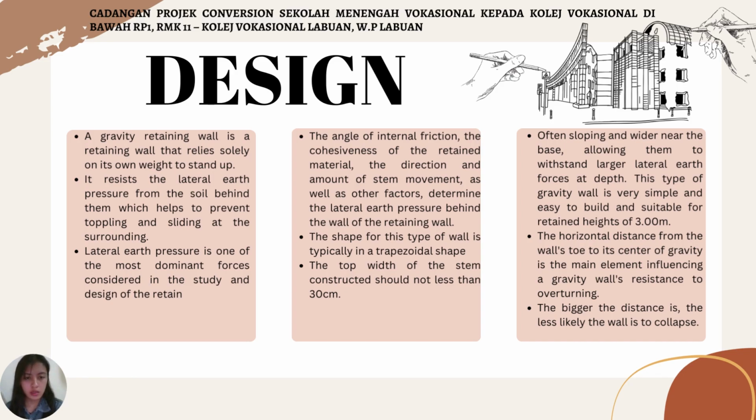The horizontal distance from the wall's toe to its center of gravity is the main element that influences the gravity wall's resistance to overturning. The bigger this distance of our retaining wall is, the less likely the wall will collapse. That's all for me.